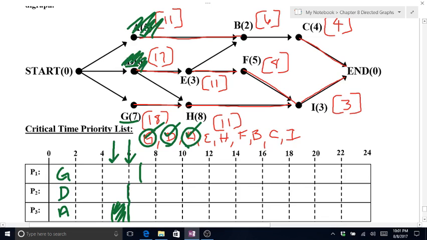When D finishes, we've got 2 that become eligible. Oh, I'm sorry, no. Just E. E is the only one that becomes eligible. So E is now eligible. You can give it to either processor because they're both open. Okay, so E is now eligible, and E takes 3 minutes, so that takes me to 9.